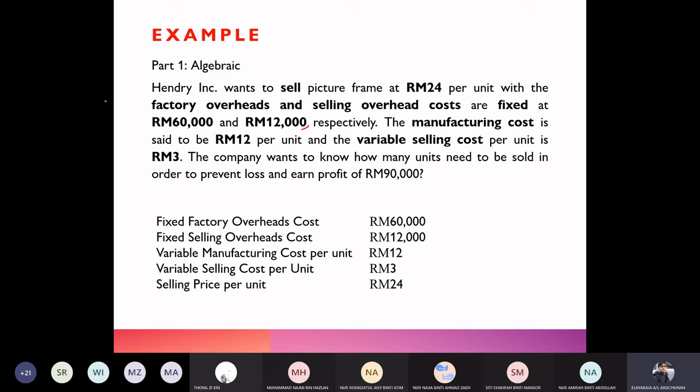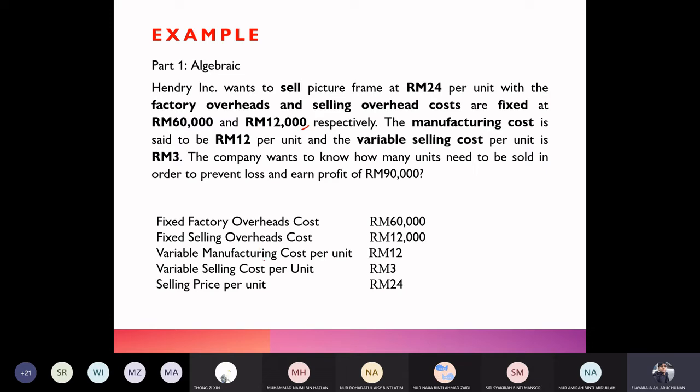So first, we know that the fixed factory overhead cost, or fixed cost, is 60,000. Guys, remember sometimes the fixed cost will not be given straight away as a fixed cost. It comes up with some other terms, but you must identify what it means. For example, in this question, the fixed factory overhead cost means it's a fixed cost, 60,000, and the fixed selling overhead cost is a selling cost of RM12,000.